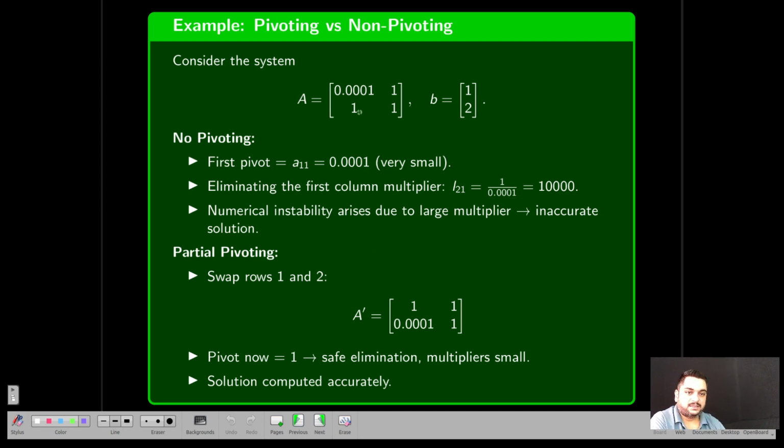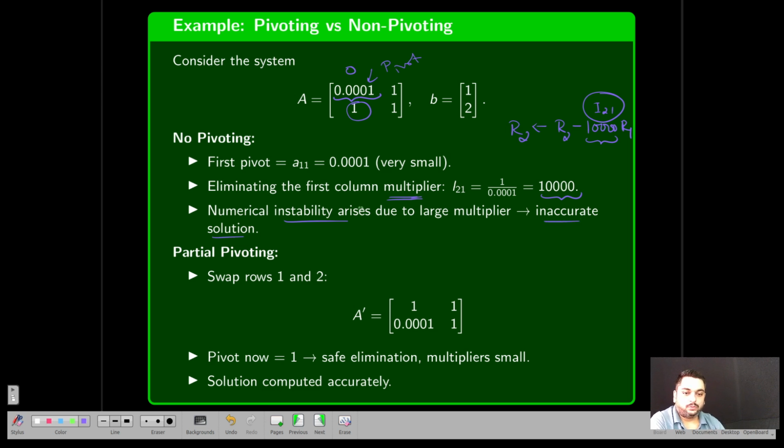If the matrix is given like this, the pivot element is very small or it may be 0. Now what will happen if this is 0? When I calculate the multiplier in my LU decomposition, this becomes a very big number. What I am doing is making this element 0. If this is my pivot element, what I have to do is R2 minus 10,000 R1. Now this becomes my multiplier, l21. That leads to inconsistent results or instability, which leads to incorrect solutions.